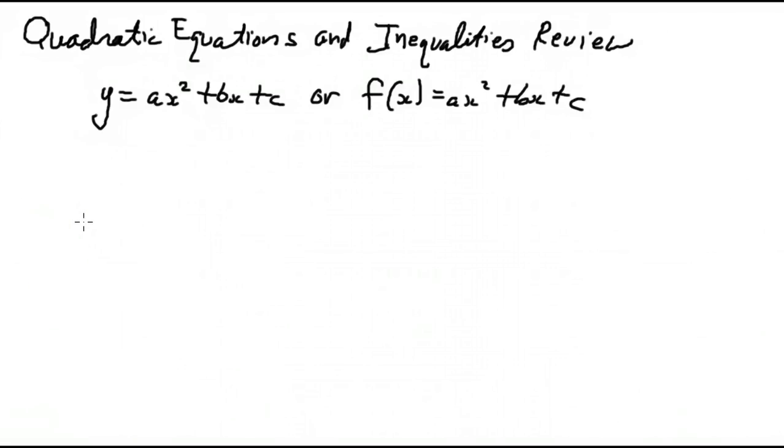Okay, quadratic equations and inequalities, the review. So quadratic functions lead off with y equals ax squared plus bx plus c, or f of x. And our first method of solving is to graph the function and to find the x-intercepts, or the zeros. It's the x-intercept of the graph or the zeros of the function. So that's a graphical solution.